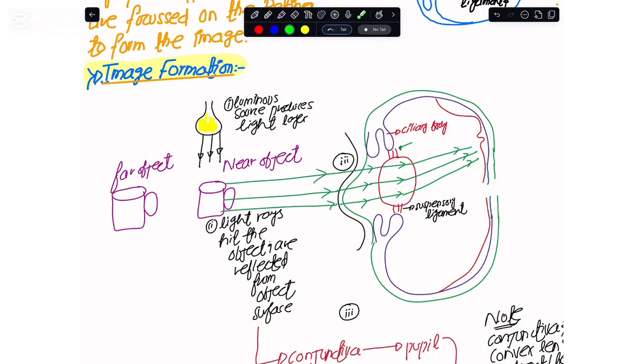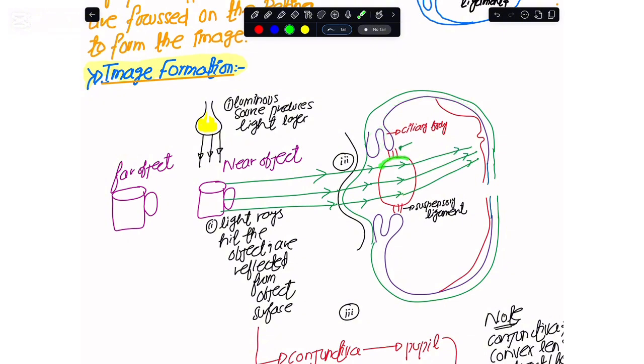Now the situation with accommodation or adjustment is this. This cup that we have here is the nearer object compared to the eye, and this other cup, or mug, that I have made is the distant or far object. The lens is connected to the ciliary body and the suspensory ligament in the second layer of the eye, which was the choroid.